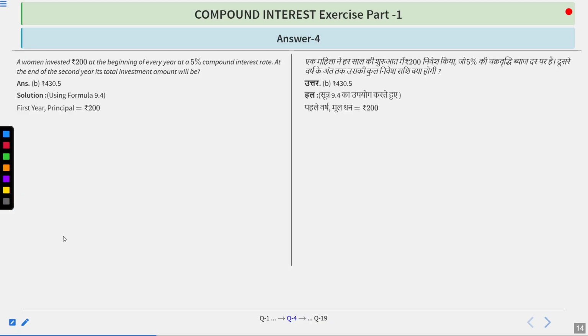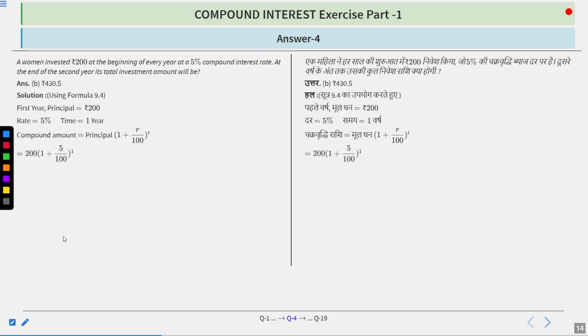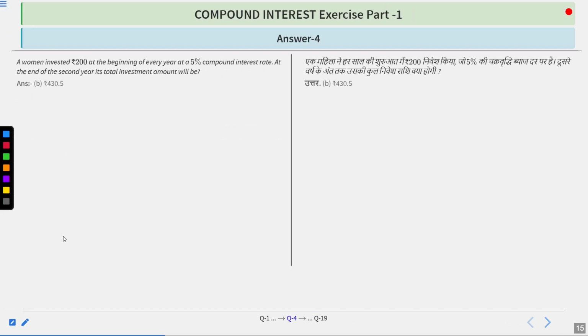For the first year, the principal was rupees 200, the rate was 5%, and the time was only 1 year. So the compounded amount is equal to principal into 1 plus r upon 100 raised to power t, using formula 9.4. Therefore, 200 into 1 plus 5 upon 100 is 21 upon 20. That becomes rupees 210.